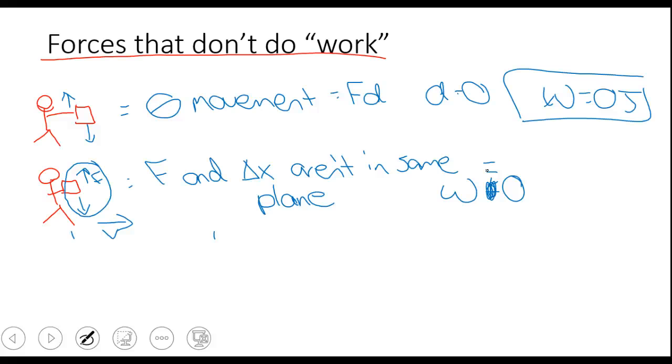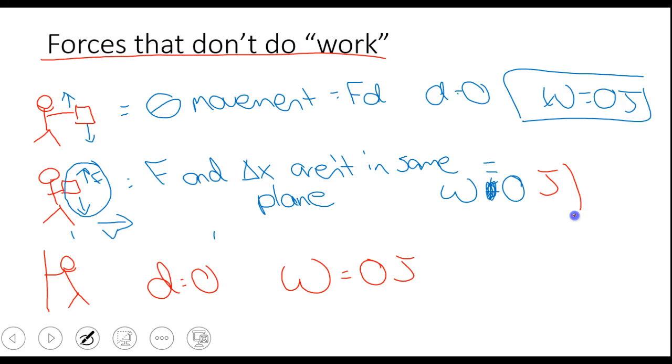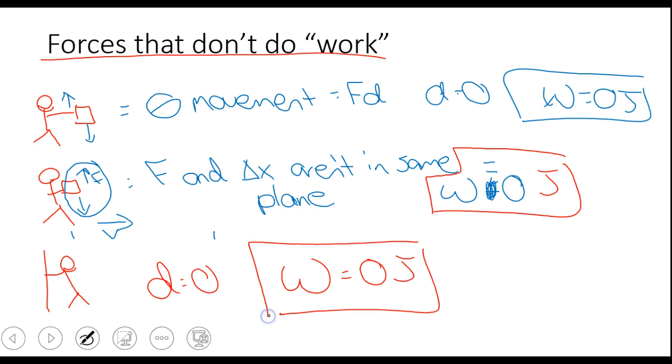So if I am pushing on a wall, I've got a wall and a person who's pushing, and this wall doesn't move, my distance equals 0, so my work also equals 0. So for all three of these situations: if something is not moving, it's in equilibrium. If the force and the displacement are not in the same direction, then there's no work done. And if something is not moving, then no work is done. Those are the three situations that are going to get you.